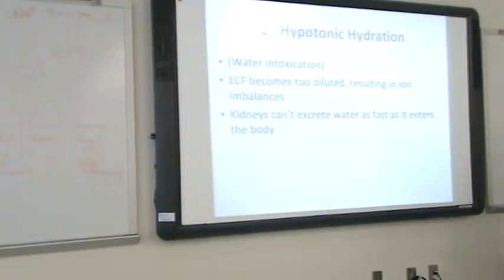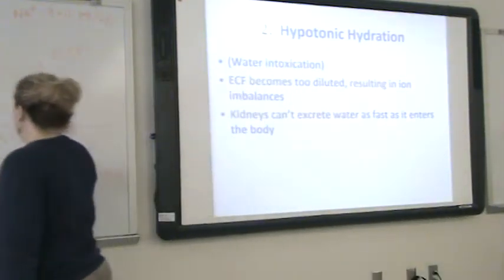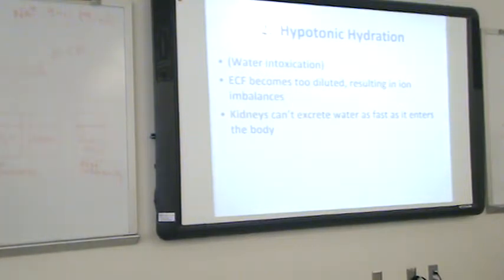Too much plain water, too fast, all at once. So you can imagine how this could happen. If someone is so thirsty and they're just guzzling water, and it would have to be really high amounts all at once, it's possible that you can over-dilute your fluids and get ion levels that are too low, that would cause you to pass out and possibly die. That's how it happens.